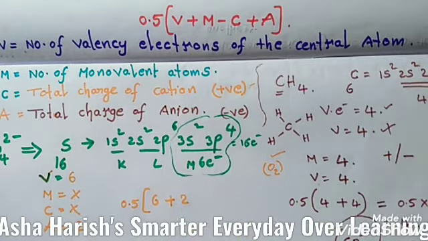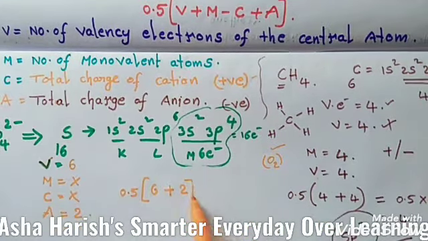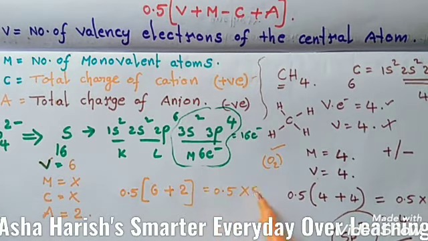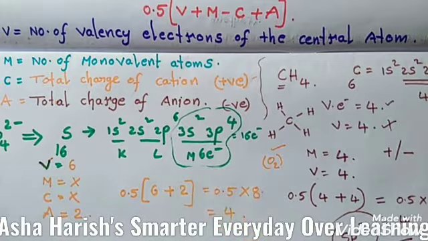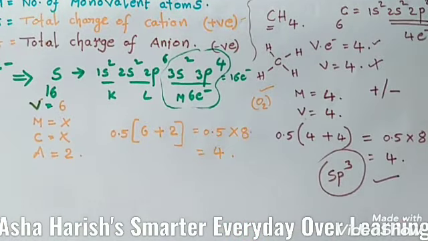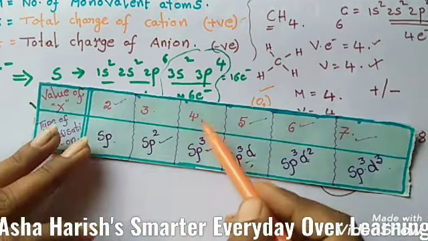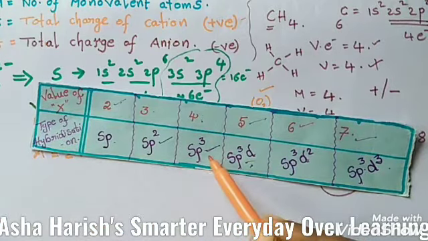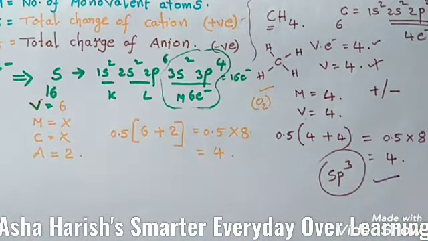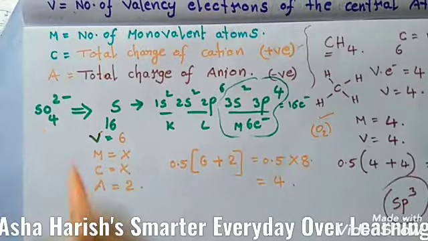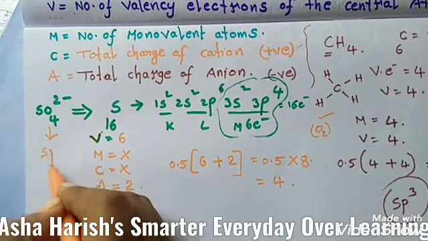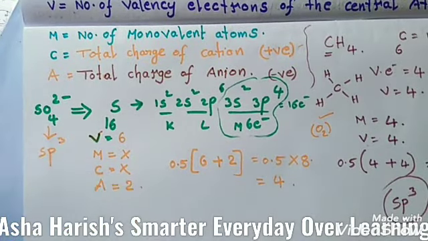Now you can apply that formula, 0.5 into (V plus M plus C minus A... here V is 6, plus 2. Okay, the charge of the anion is 2. Then 0.5 into 6 plus 2 is 8. Here also you should get the answer 4. Now students, if it is the number 4, the type of hybridization is sp3. Okay, now SO4 2- also has sp3 hybridization. Okay, simple.